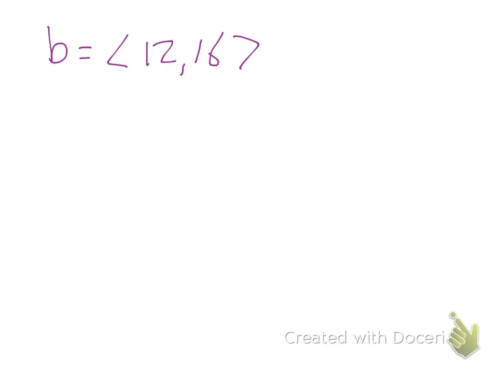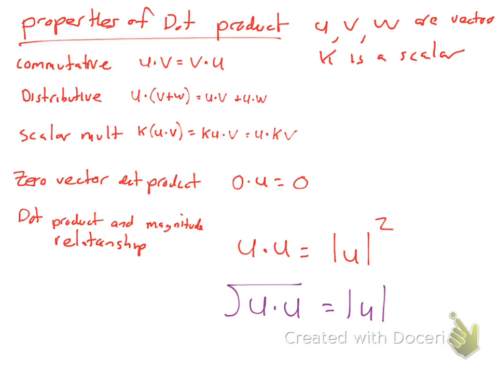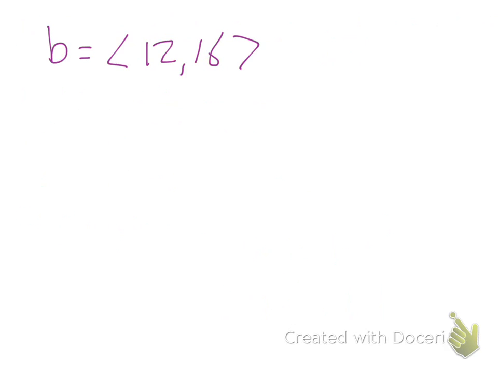Okay, in this example, I want you to use the dot product to find the magnitude of B. Going back real quick, we have this formula, and I said here's this magnitude, so I solved it for the magnitude by taking the square root. I need to take the dot product with itself and then square root it.